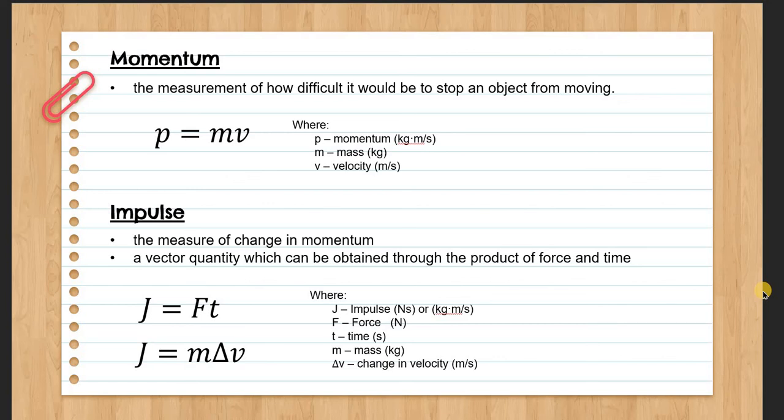Okay? And the change in momentum can be caused by a certain force. So this change in momentum is what we call impulse. So impulse is the measure of the change in momentum. Again, it can be obtained through the product of force and time. So J is the symbol for impulse. So impulse is equal to force times time, or you can also have here m delta v because it's the change in momentum. Okay?